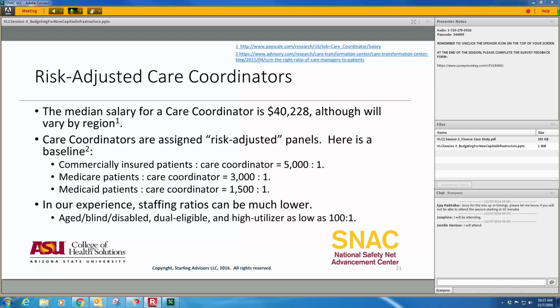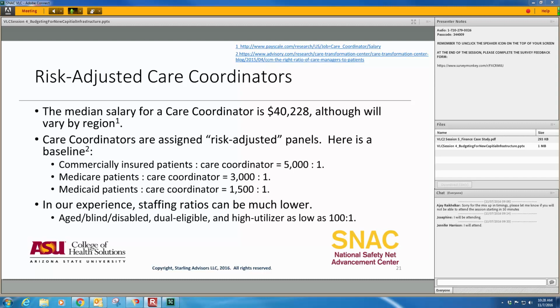So this is really pretty primitive. I don't want folks to leave here today saying this is a hard and fast rule. As it came from the advisory board, this staffing ratio tends to be skewed very highly towards private practice, largely insured populations, but it does give you a sense. They say about 5,000 commercially insured patients to one care coordinator, as low as 1,500 to 1 in a Medicaid population. But in our experience, that number is vastly too high.